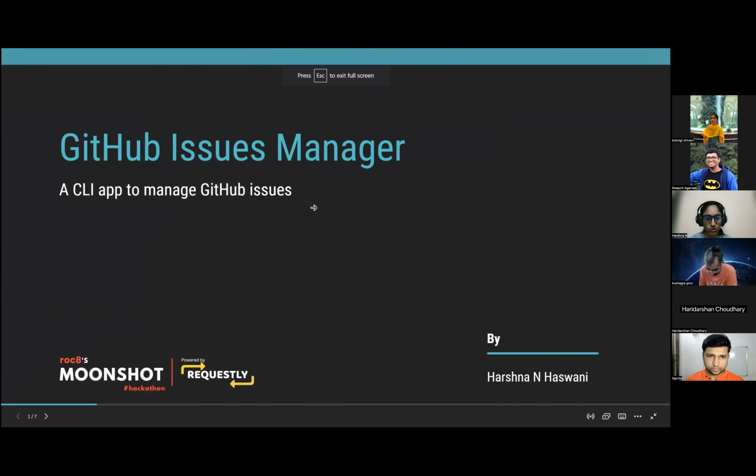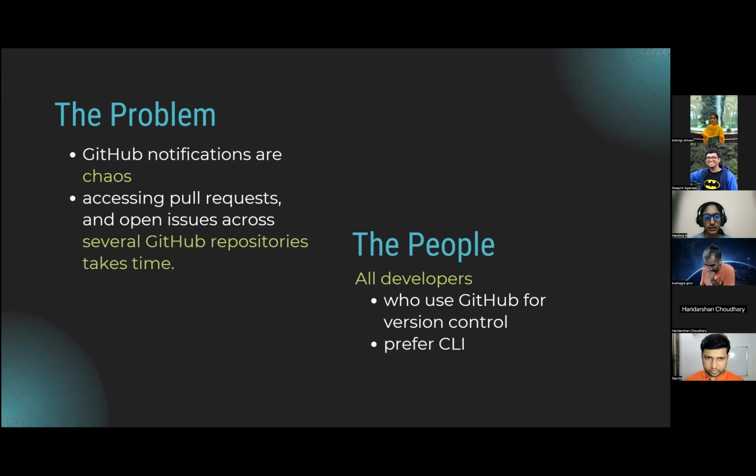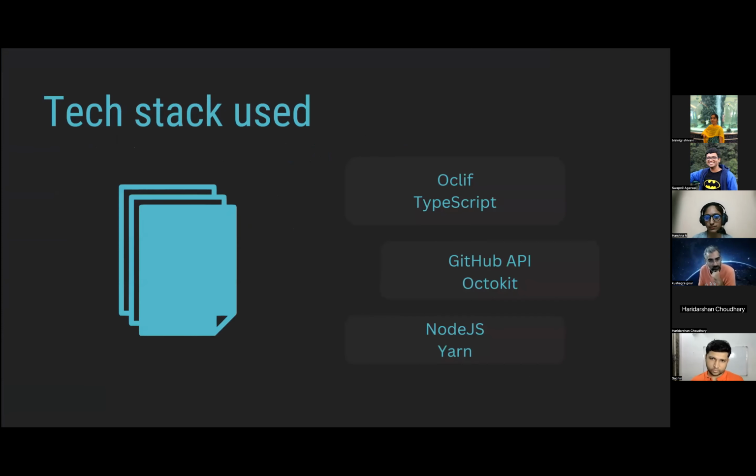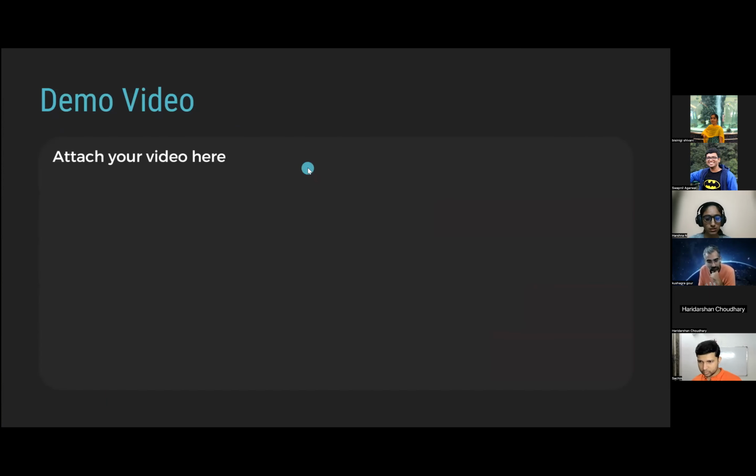This is a GitHub Issues Manager, a CLI app to manage GitHub issues. The problem is that GitHub notifications are chaos and we don't get them properly whenever an issue is created. And going through several repositories to see each issue is very time consuming. So what I did was I built a CLI app, since the CLI is obviously faster, and you can just use a command to get all your issues and PRs. I have built this using Oclif, the GitHub API, and Octokit as the main tools. I'll just go through the demo really quick.